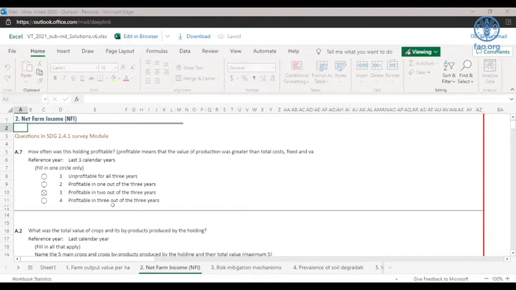And depending on his or her reply, we then assign green, yellow, and red status to the agriculture holding and its agriculture land area. So this was the simplified approach that I was talking about.